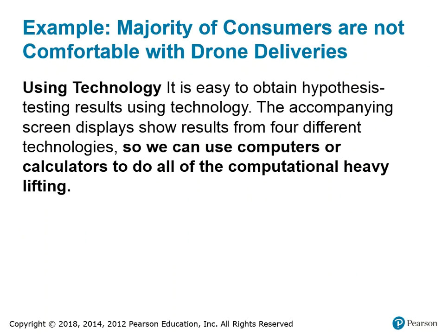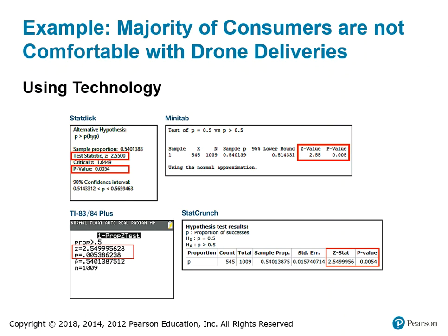So we are going to use technology to do this. Here are some examples of what the outputs would look like. We have StatDisk, which is what we are using for our work. We have the TI-83 or 84 Plus, which you may have. We have Minitab, a program used by a lot of professional companies. It's kind of expensive, so not many public entities can afford it. And then StatCrunch is another option.